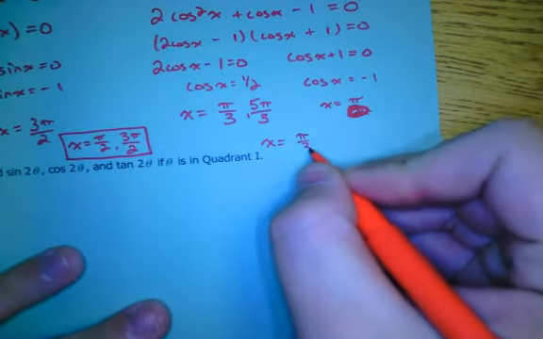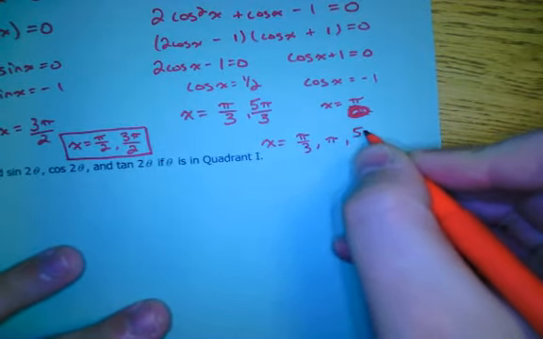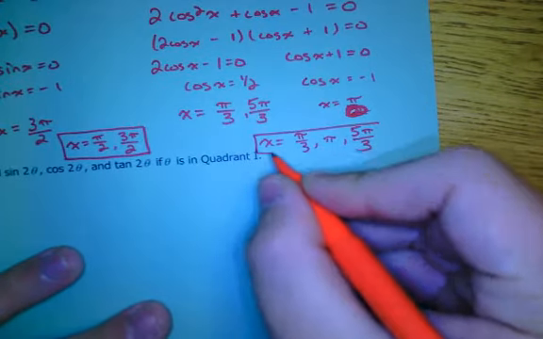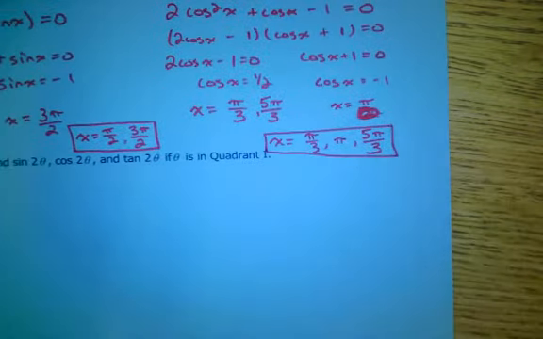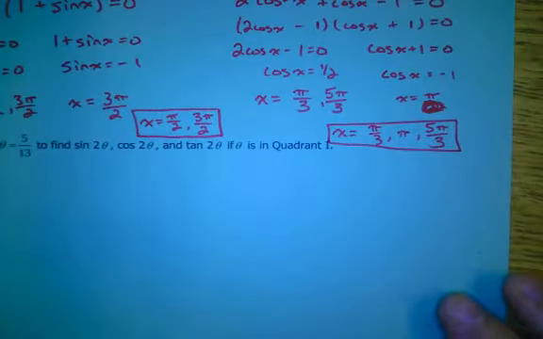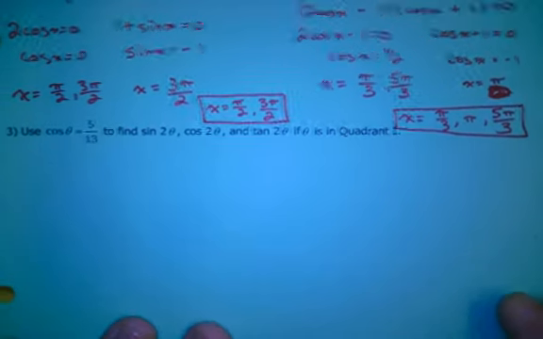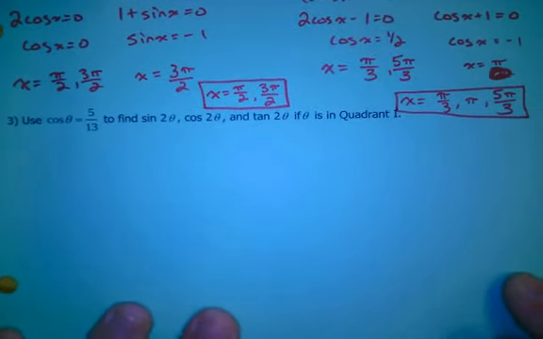Alright, so pi over 3, pi, 5 pi over 3. I'm just putting it in smallest to biggest. You don't have to do that, but I'm just doing it to prep you for your web design. On the website, I get hundreds, so I don't have to worry about it.